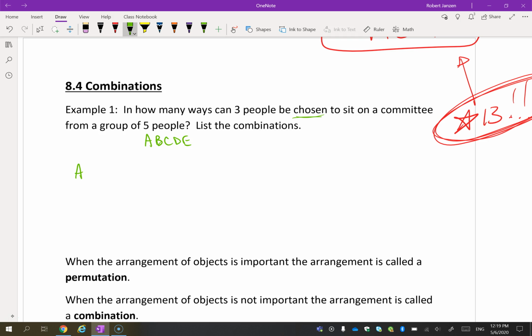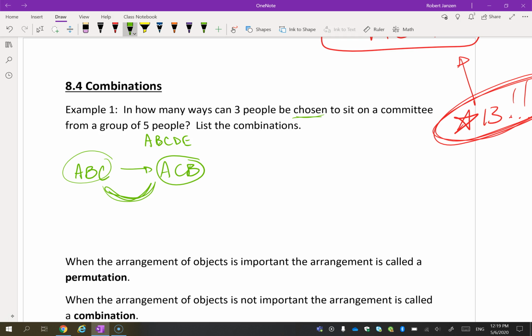You tell me if you think these are different groups. Is this a different committee? Sure it is. There's different people on that committee. These 3 are different than these 3. Okay, but how about this? Is ABC different than ACB? Okay, let's get rid of this one here. Are these 2 committees different? No, they're the same committee.